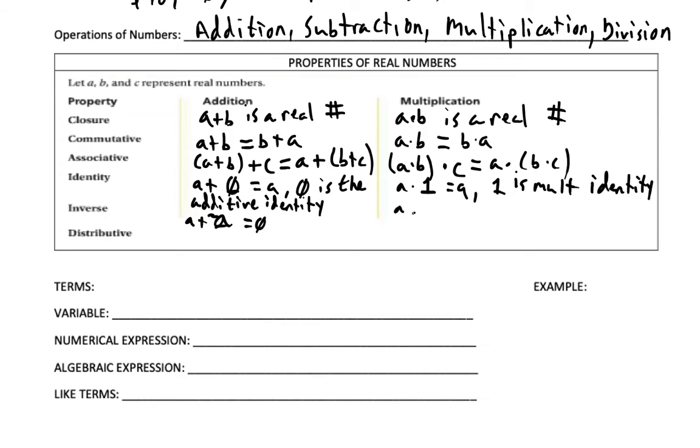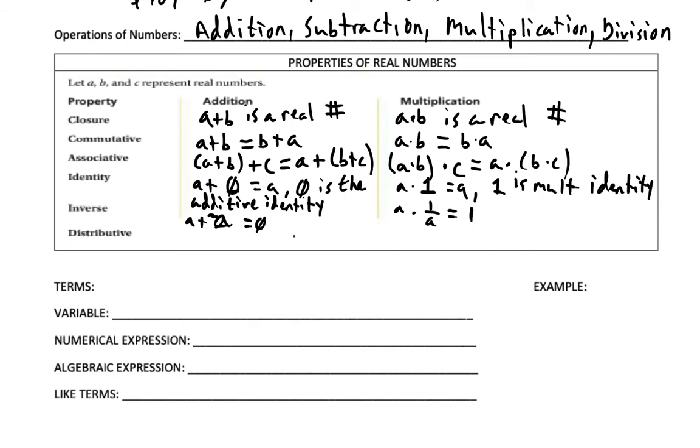A times, well, if we make a fraction or we divide by a, remember, fractions and dividing are the same, this will leave us with 1. Your a's will cancel out. So this is why multiplying is the same as division.